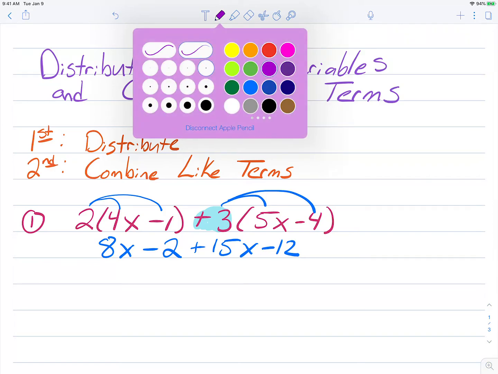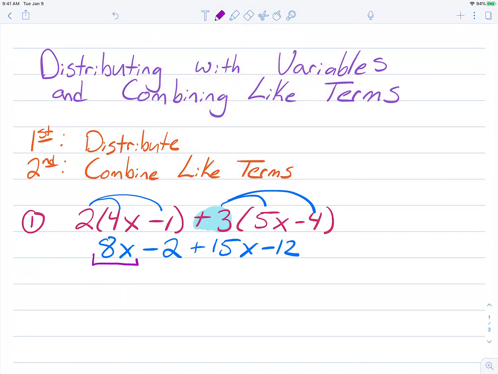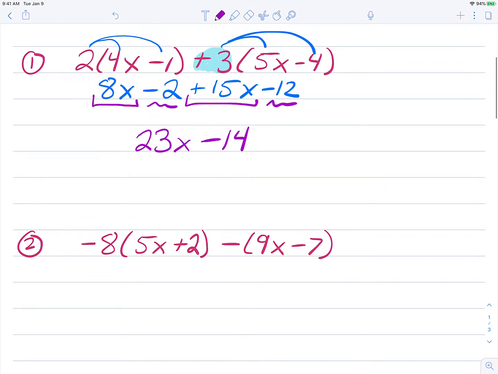Now we can combine like terms. So x's with x's, so 8x plus 15x is 23x, and negative 2 minus 12 is negative 14. And that problem is done. One has an x, one is a constant, so they cannot be combined any further.